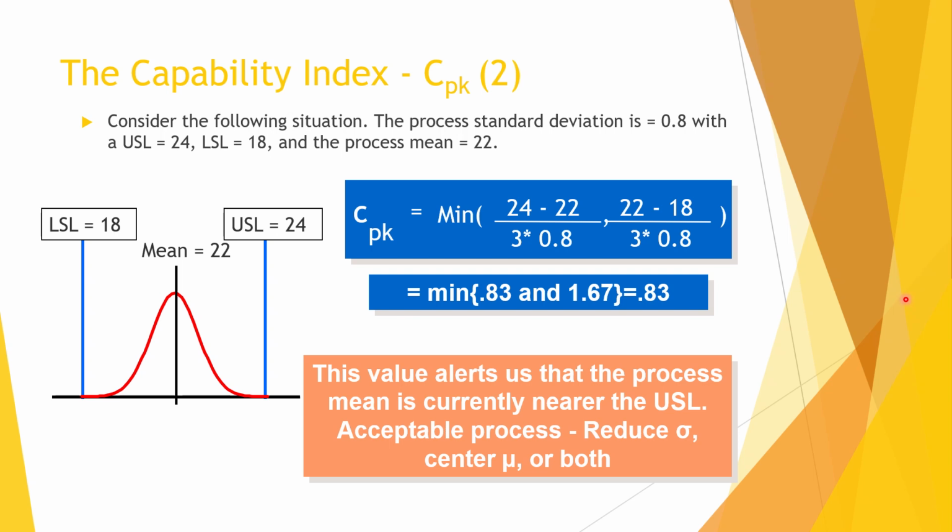This value alerts us that the process mean is currently near the USL. Acceptable process, reduce standard deviation, center the mean, or both. And I say just look at all the indices, because they're all tapping into whether a process is capable or not.